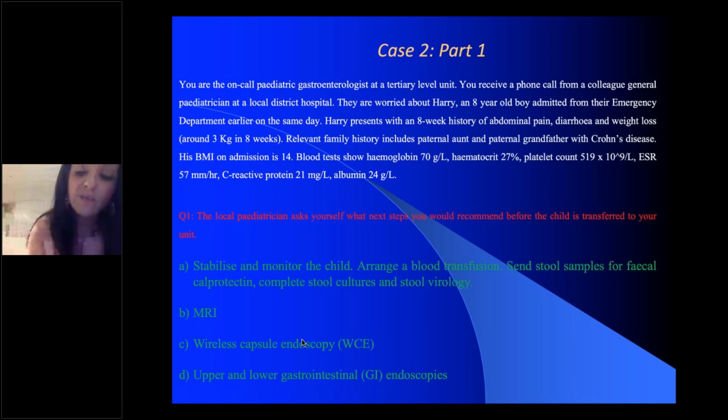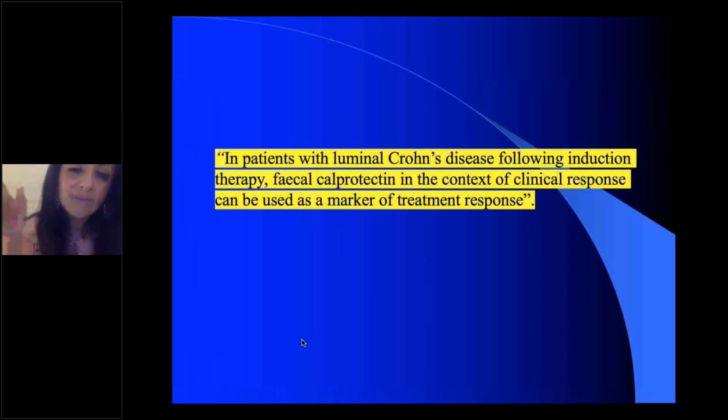Very, very useful. And this brings me to an echo statement that I've highlighted here, and it's a take-home message: in patients with luminal Crohn's disease following induction therapy, calprotectin is a very good marker for treatment response. So bear that in mind as we go on with this talk. Okay, so let's move on with this patient.